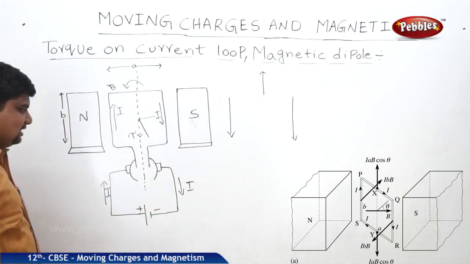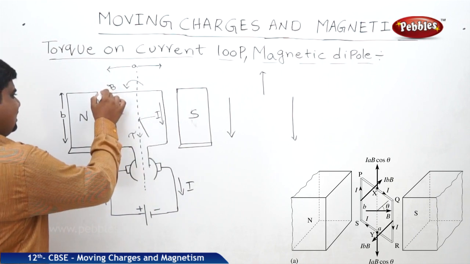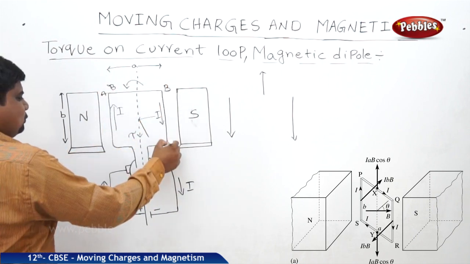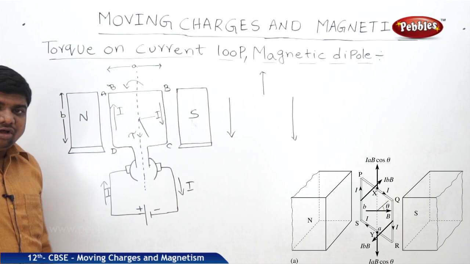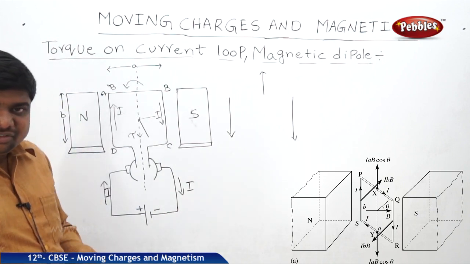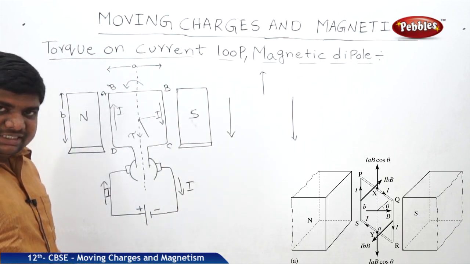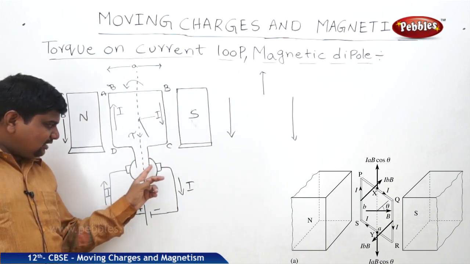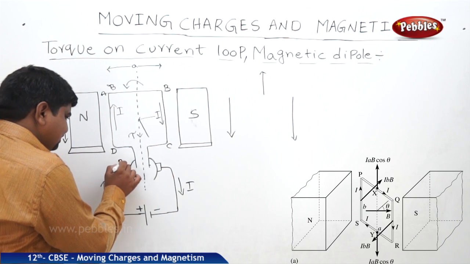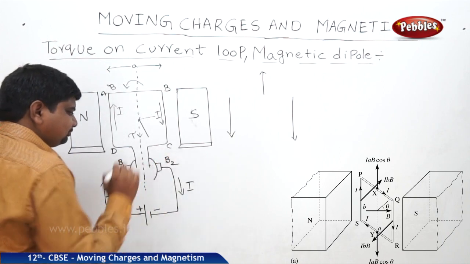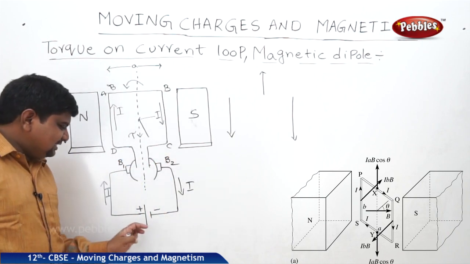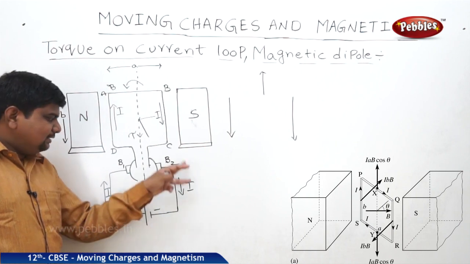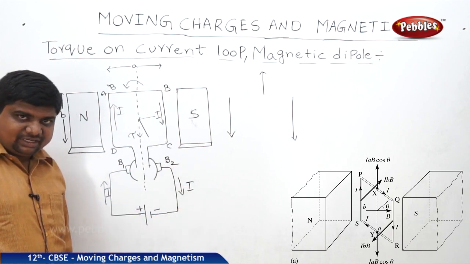Between these two magnets, one armature coil, let us name it A, B, C, D, suppose. One armature coil was introduced between the north and south poles of a magnet. And this coil has ends. These ends are connected to two brushes, B1 and B2. B1 is connected to positive terminal of the battery, B2 is connected to the negative terminal of the battery.